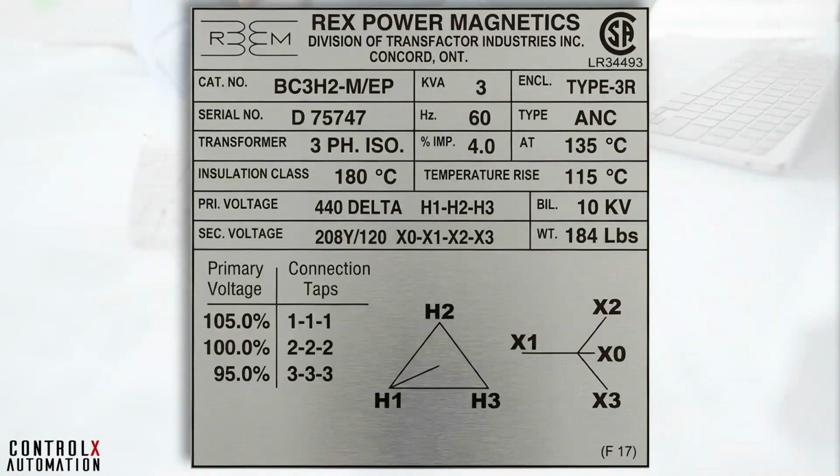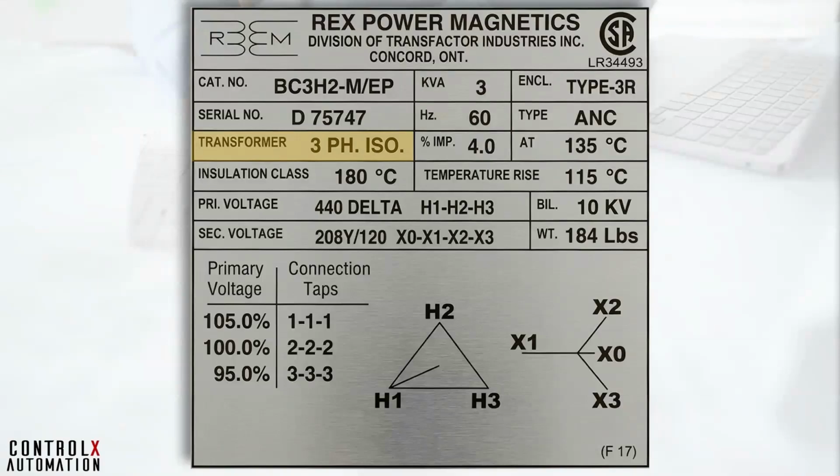This is a nameplate for a control transformer that I used in one of my projects. This part identifies the company that designed and built the transformer. This is the manufacturer's catalog number that identifies this particular configuration and the serial number for this specific unit. The power rating is 3 kVA and this unit is designed to operate on 60 Hz system. This is a 3-phase isolation transformer.